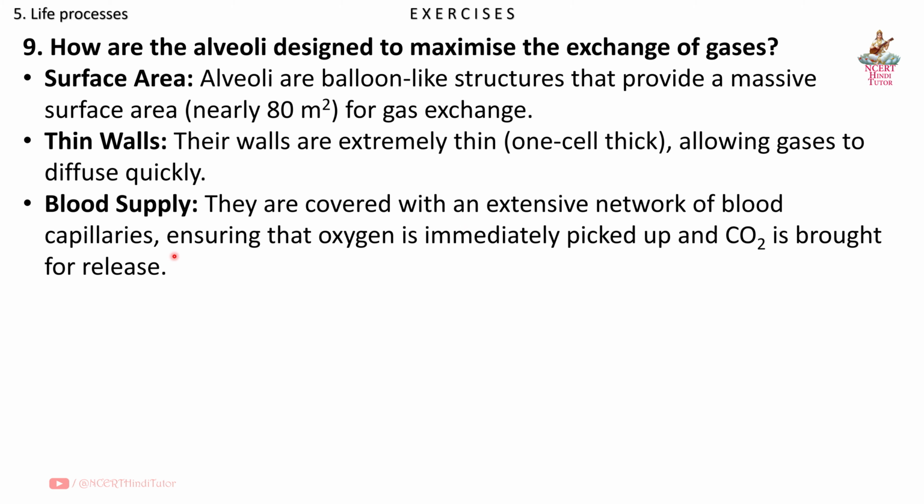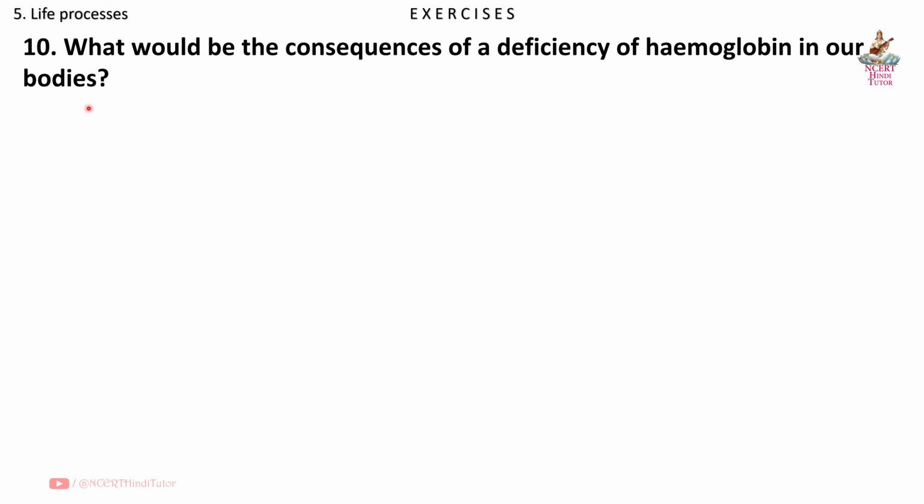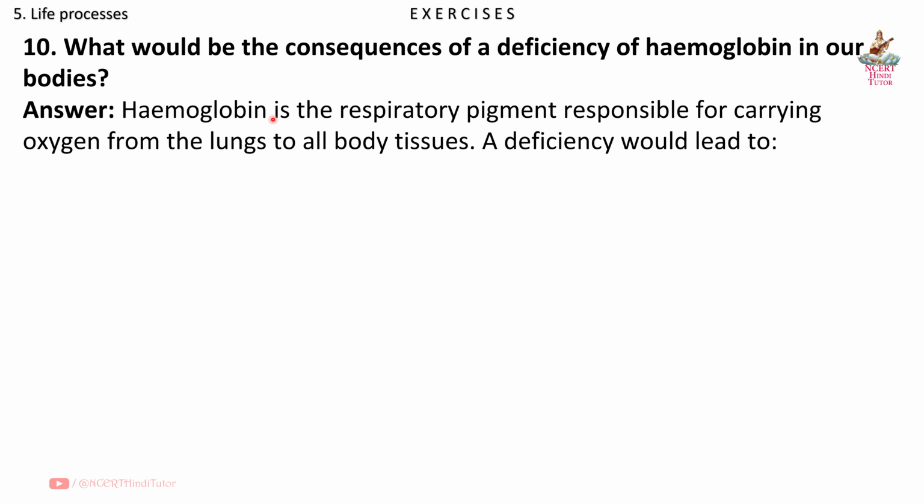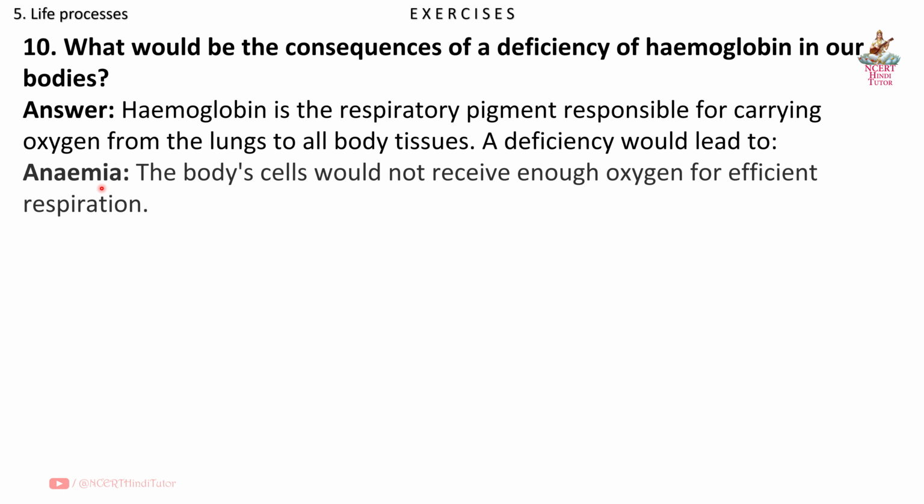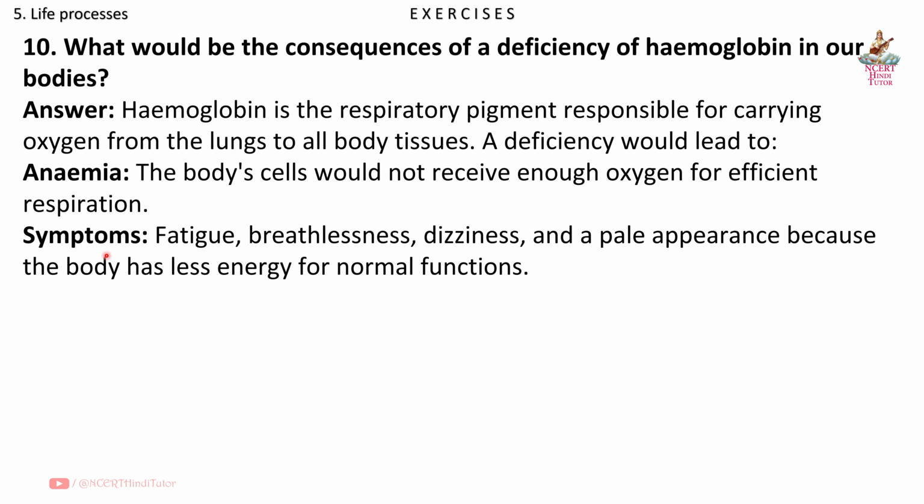Question 10. What would be the consequences of a deficiency of hemoglobin in our bodies? Answer. Hemoglobin is the respiratory pigment responsible for carrying oxygen from the lungs to all body tissues. A deficiency would lead to anemia. The body's cells would not receive enough oxygen for efficient respiration. Symptoms: fatigue, breathlessness, dizziness, and a pale appearance because the body has less energy for normal functions.